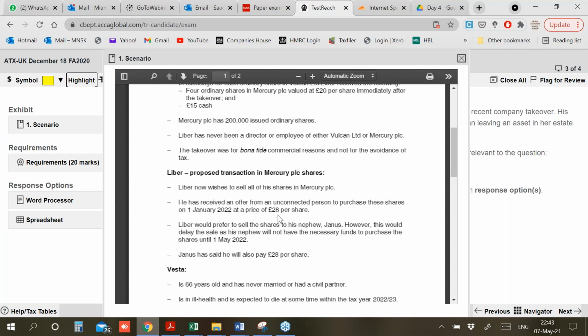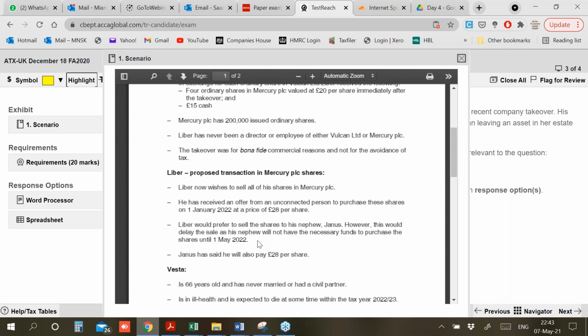He has received an offer from an unconnected person to purchase these shares at a price of £28 per share. So proceeds can be calculated. Liber would prefer to sell the shares to his nephew Janus. This would delay the sale, as his nephew will not have the necessary funds to purchase the shares until 1st May 2022. So guys, don't think emotionally here, because we are not going to suggest what is right for the family. What we are going to suggest here is what will be better from a tax perspective.